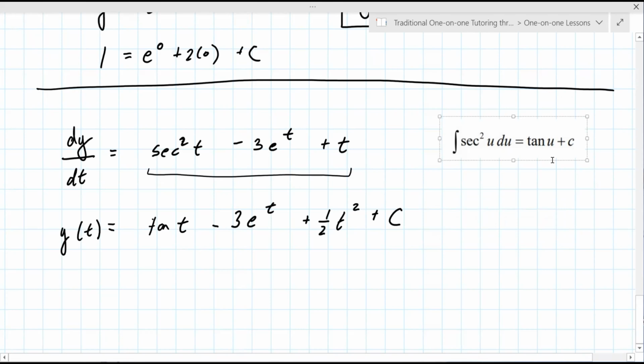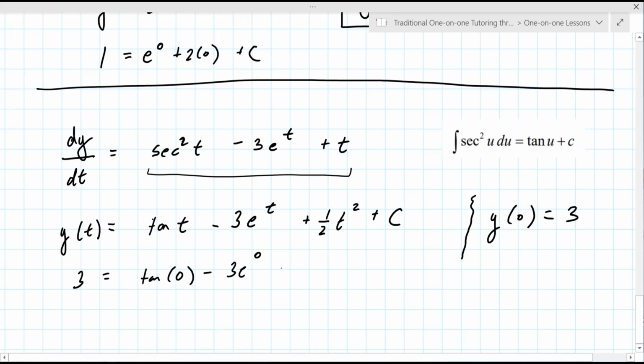Okay, so now I can give you an initial condition. I'll be kind on this one. We'll say y of 0 equals 3. We'll do some trig ones next. Tangent of 0 minus 3e to the 0 plus 1/2 times 0 squared.